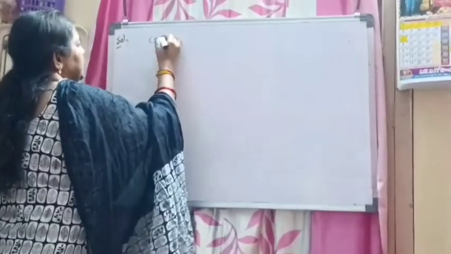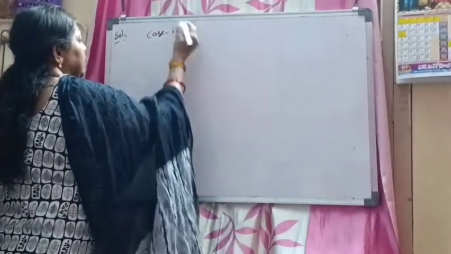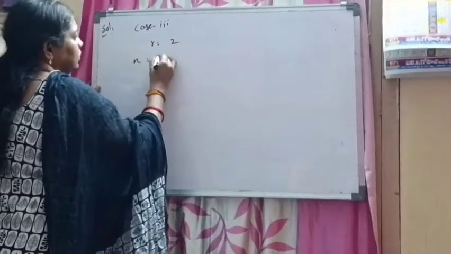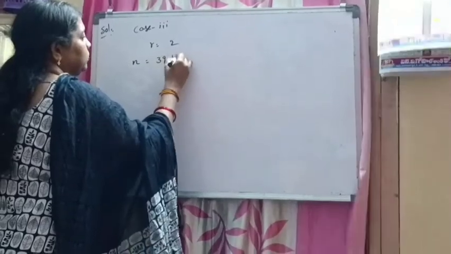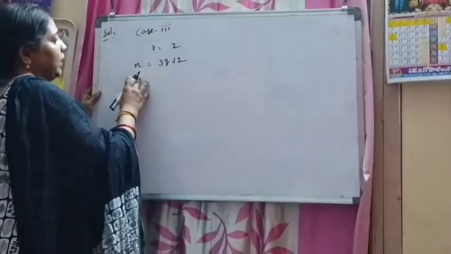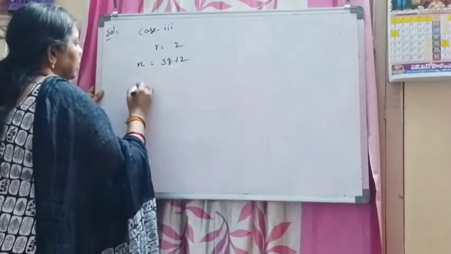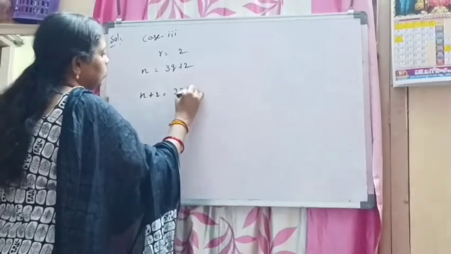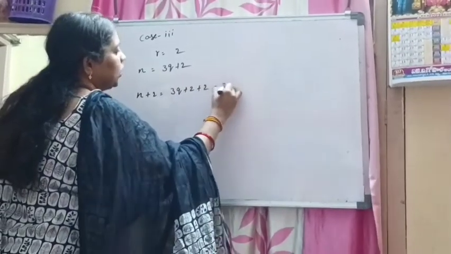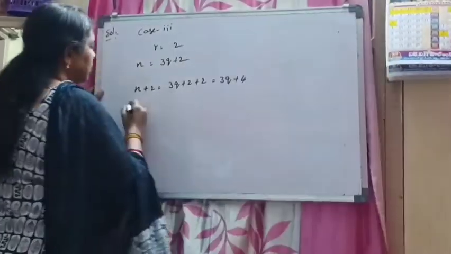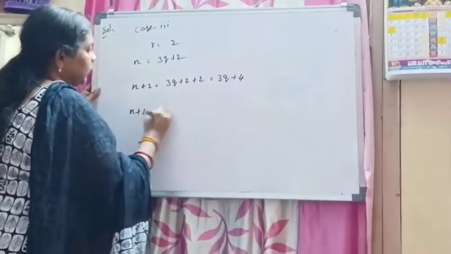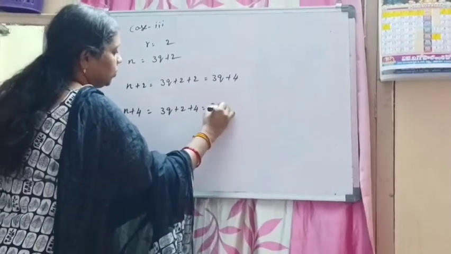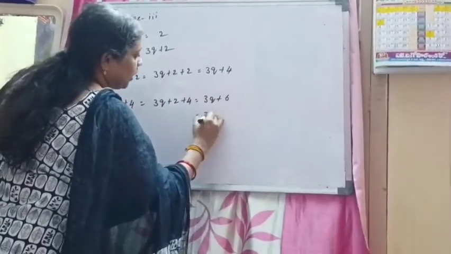Next, case 3. If r is equal to 2, n is equal to 3q plus 2. If r is equal to 2, n plus 2 is equal to 3q plus 2 plus 2, that is equal to 3q plus 4. And n plus 4 is equal to 3q plus 2 plus 4, which is equal to 3q plus 6, that is equal to 3 of q plus 2.